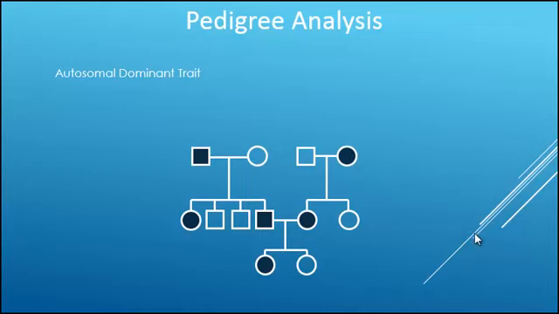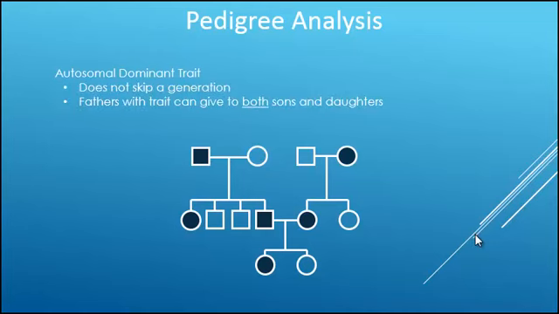So in the case of the autosomal dominant trait, we'll notice that this trait does not skip generations. So you don't have a case where parents without the trait give rise to an offspring with the trait. There's always a parent that has the trait when an offspring has the trait. Secondly, we'll notice that in the case of the autosomal condition, fathers with the trait can pass it to both daughters and sons. And when you see that, that tells you that this is not an X-linked condition.